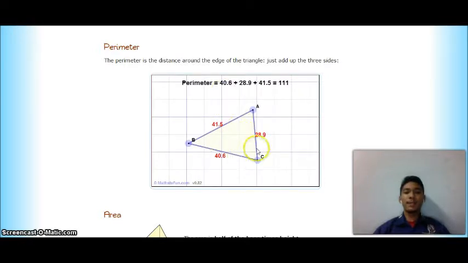40.6 plus 28.9 plus 41.5. So you will get 108 units for the perimeter.